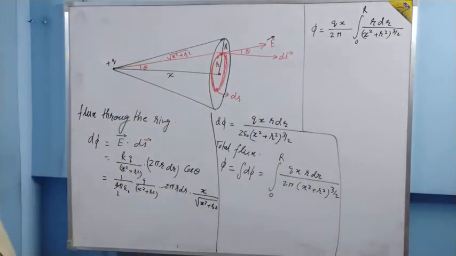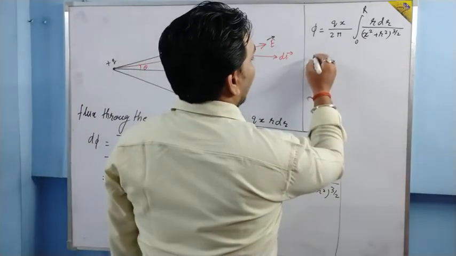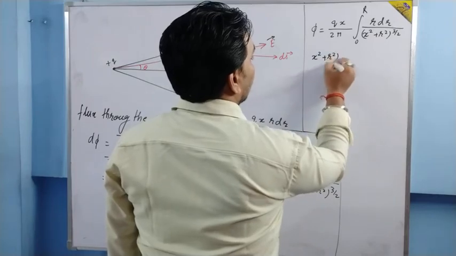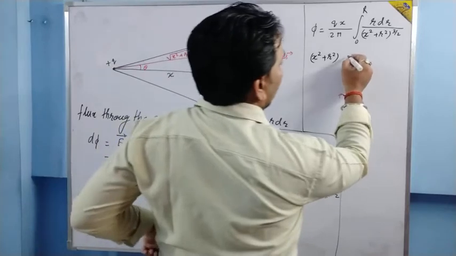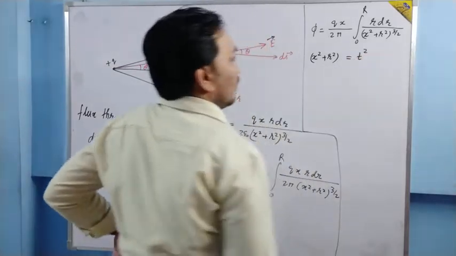Now we have to integrate it. Okay. So for integrating it, what I am going to do is take x square plus r square equal to a new variable, say t square.